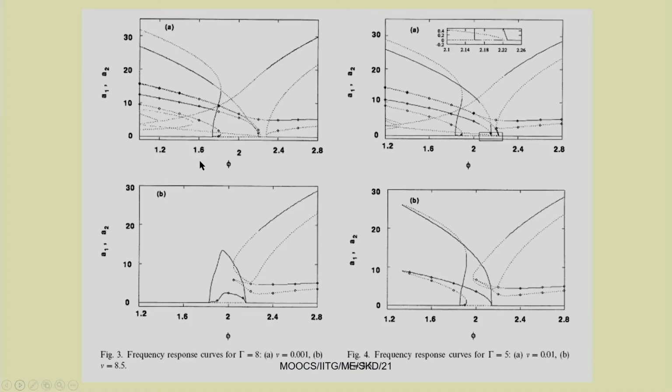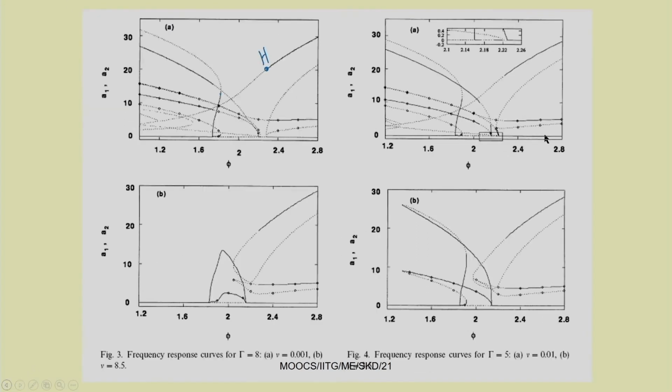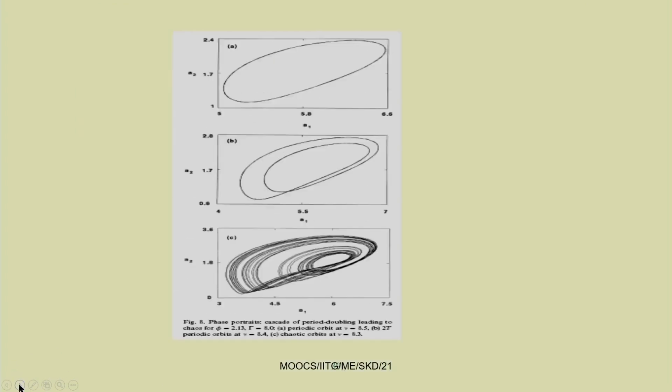Here you can observe many different types of bifurcations. For example, this point is a Hopf bifurcation, and this point, you can have a saddle node bifurcation, here also a saddle node bifurcation. So, all sorts of bifurcation points you can find in the responses. This is with respect to frequency, so this is the frequency response plot. Also you can plot the force response plot.